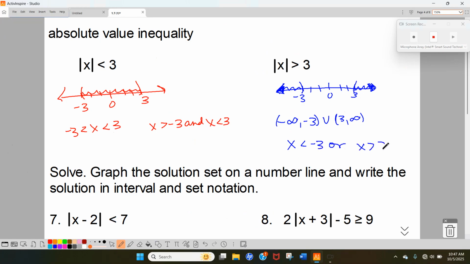So you see over here it's an and because we're trapped in between. I can be both. Over here I have to be one or the other. I can't be in 2 places at one time. So it's an or. So what you really need to pick up on and remember is that if it's less than, it's an and. Greater than is an or.